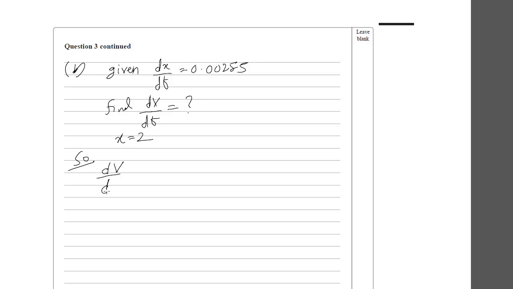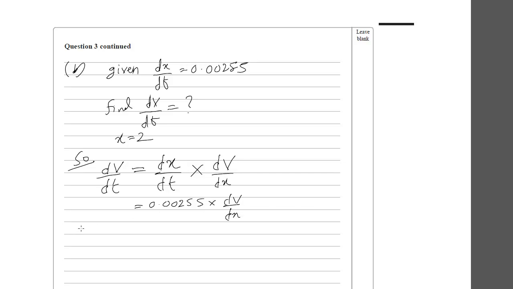This is the unknown quantity dV by dt. This is the known quantity dx by dt. Now we need a derivative which is dV because we need to match this dV, and we have dx, so that dx and dx cancel. So dV by dt is 0.00255 times dV by dx.